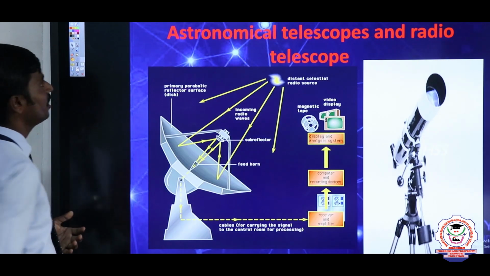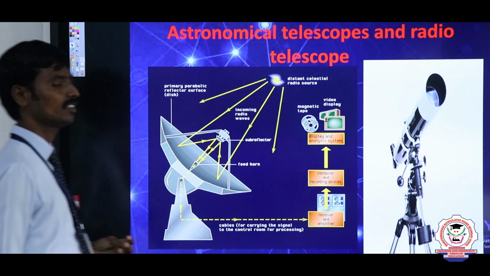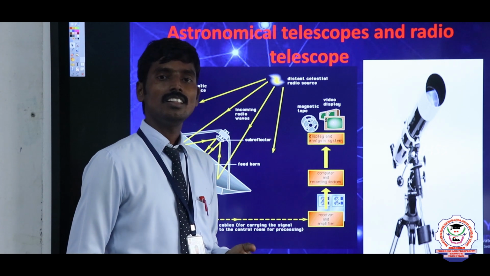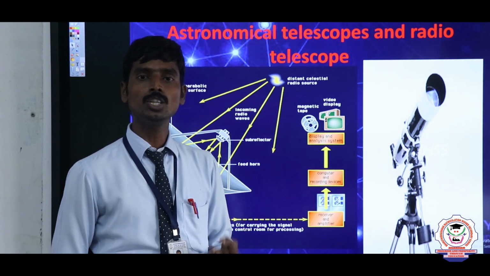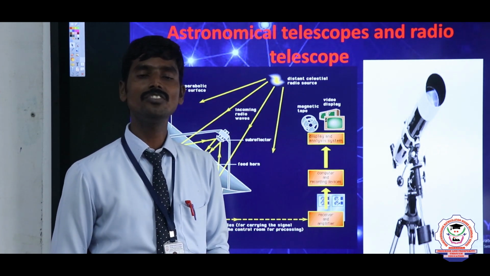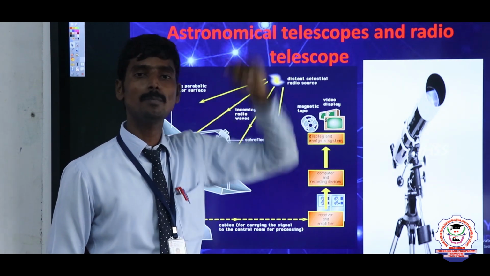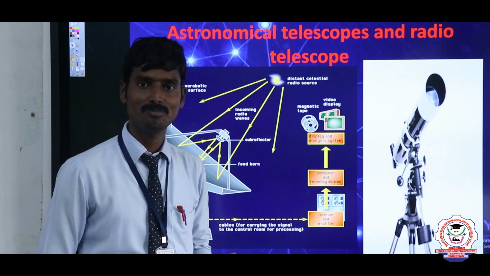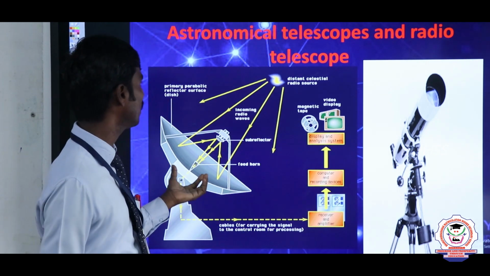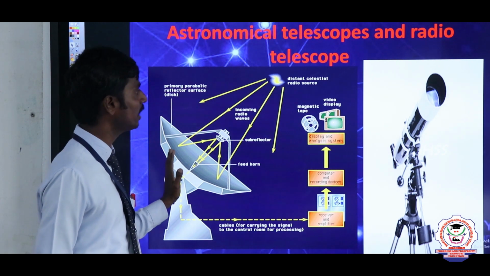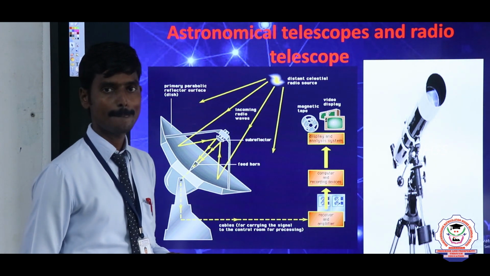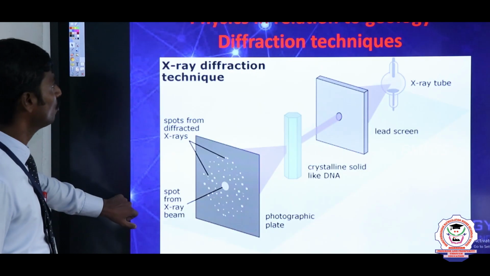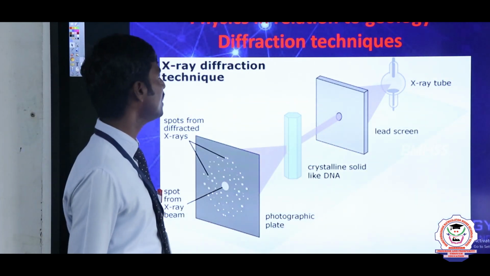The next one is physics in relation to astronomy. Astronomical telescope and radio telescope are used for studying the motion of the planets and the motion of the heavenly bodies in the sky, using physics principles. The next one is physics in relation to geology.